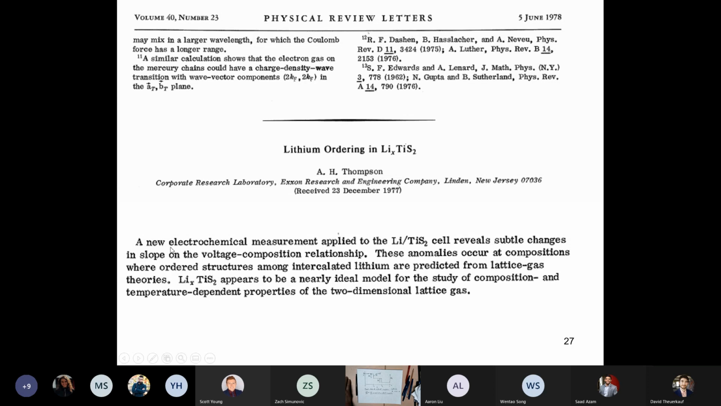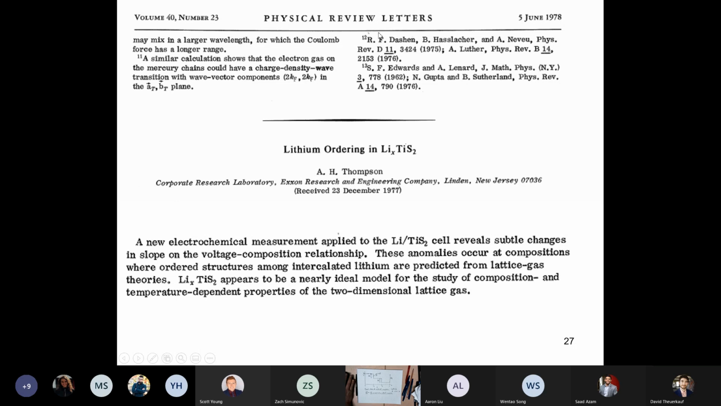But anyway, what he says here, a new electrochemical measurement applied to the lithium TiS2 cell reveals subtle changes in the slope of the voltage composition relationship. These anomalies occur at compositions where ordered structures among intercalated lithium are predicted for lattice gas theories. Lithium TiS2 appears to be a nearly ideal model for the study of composition and temperature-dependent properties of the two-dimensional lattice gas. Okay, so that's a great abstract, and you would say, yeah, Physical Review Letters.